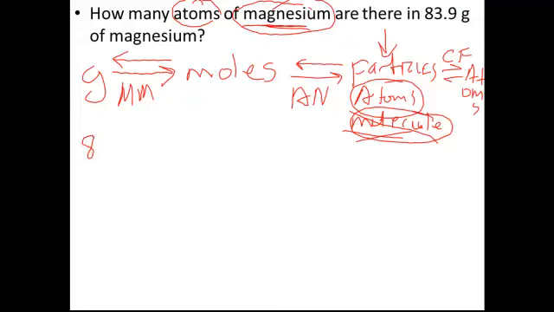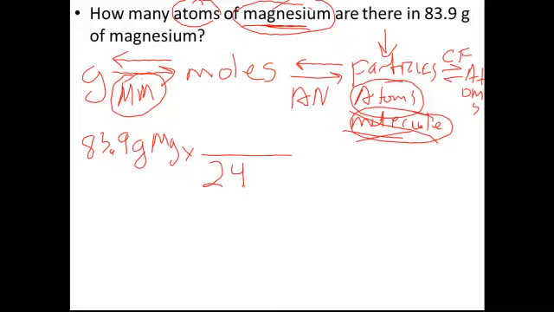So if we've got our 83.9 grams of Mg, the first thing we're going to do is convert from grams to moles using the molar mass of magnesium. So we go to the periodic table. The molar mass of magnesium is 24.3 grams, and that's the mass in 1 mole of magnesium. Now you'll notice that our grams of magnesium are going to cancel.